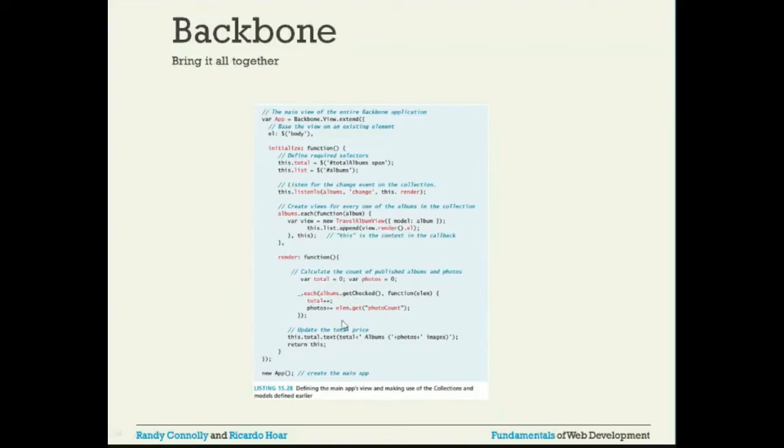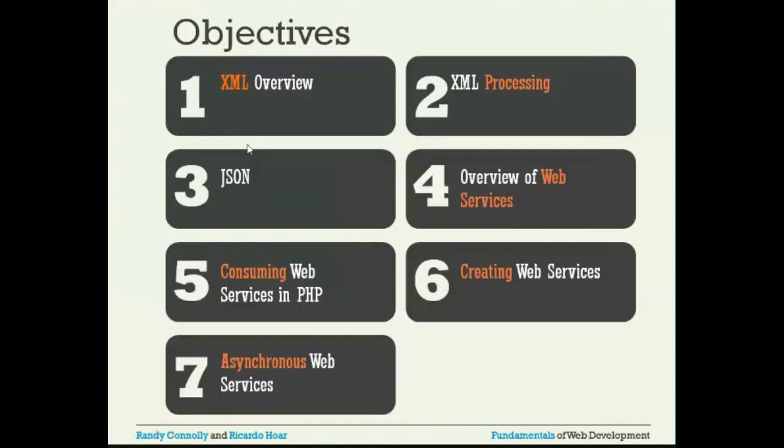And this is the render function, which we already saw. For the each checked, okay, albums dot get checked, then it is finding the count. It is getting the count, and it is updating the photo counts. That is how it is displaying. Update the total price, update the total count. That is the information that will be displayed. This dot total dot text, total plus albums. This is the photo count that we got from this particular place, and we are returning that object. This completes a very brief view of the backbone.